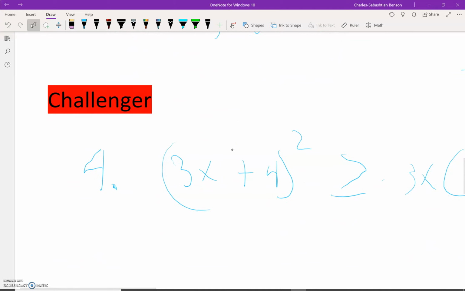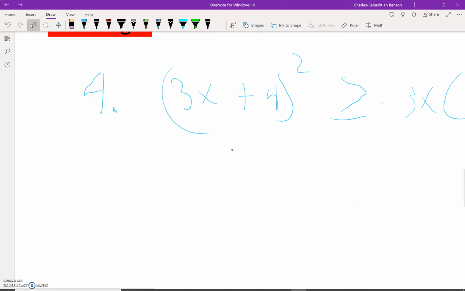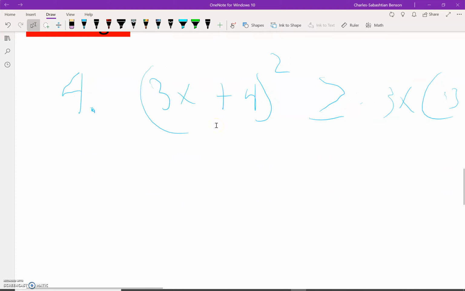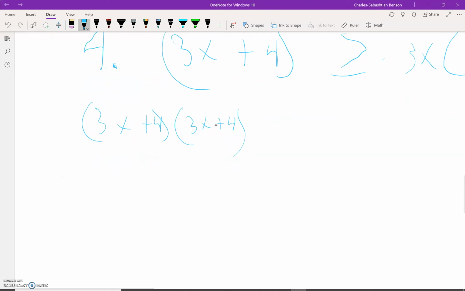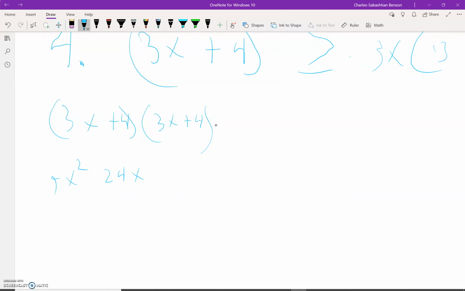Here are some more challenging ones. 3x plus 4 squared. 3x plus 4 quantity squared. So you know we're gonna head right into our FOIL. We know that 3x times 3x would be 9x squared. Then 3x times 4 is 12x, double that, 24x. Plus 4 times 4 is 16.